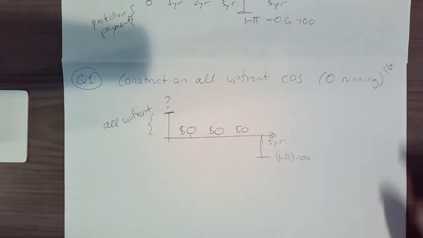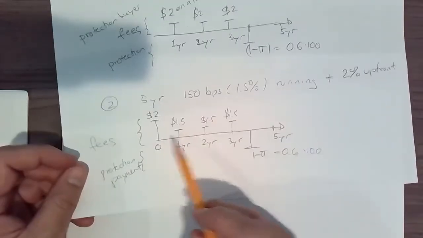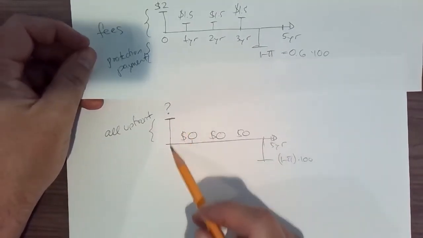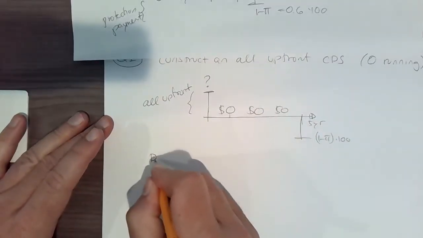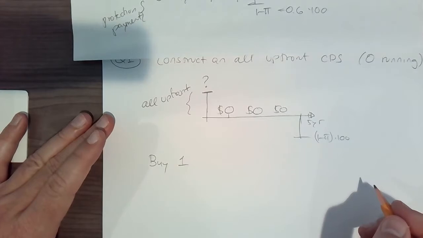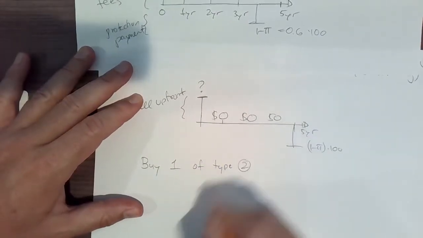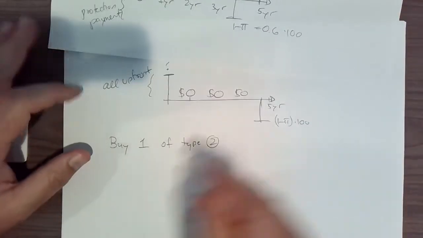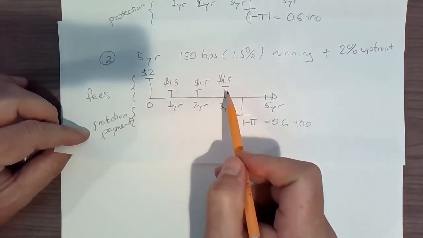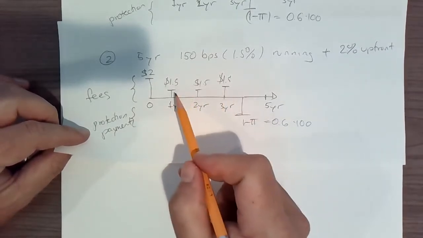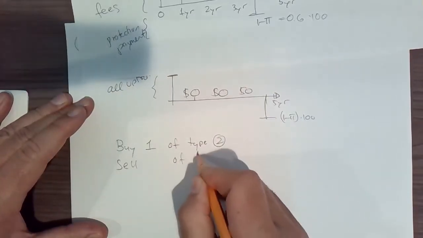Well, to get started, you can see I need to create something that looks like this. I have this picture and I have this picture. So if you want to start here with this leg, you see you have a 2 here. So maybe I could buy one. Maybe if I buy one of type two. Okay, so what is that going to give me? Now buying this one, there are all these payments coming in at later times. This won't work, because I want zeros there. So buy one of these, and then how many should I sell of type one?